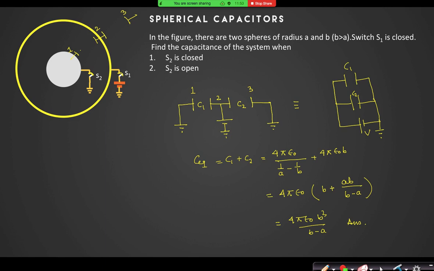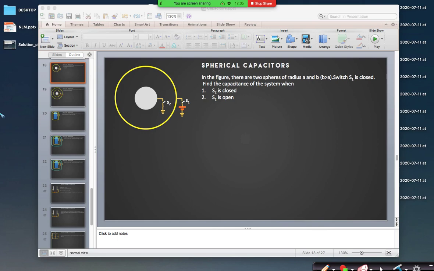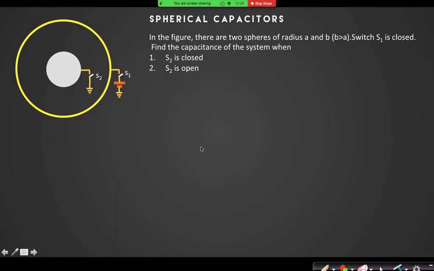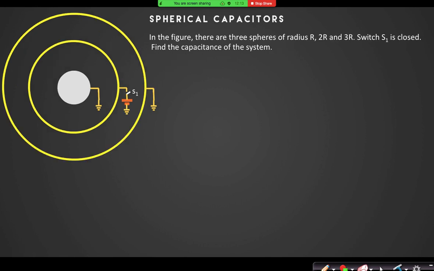Is it clear to us? Any doubt? All right. Another type of capacitance may be okay. I will leave this question for your homework. Okay, there are 3 plates. Again, you can find a symmetry equivalent circuit and find the answer.